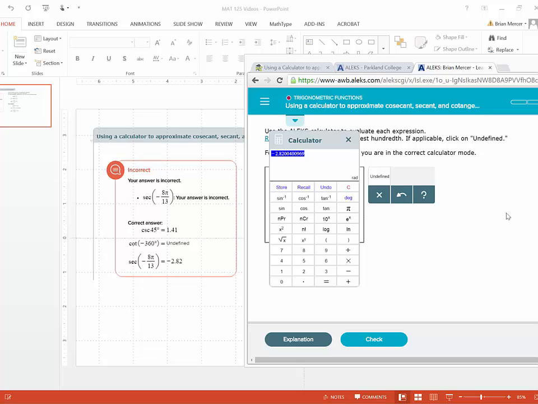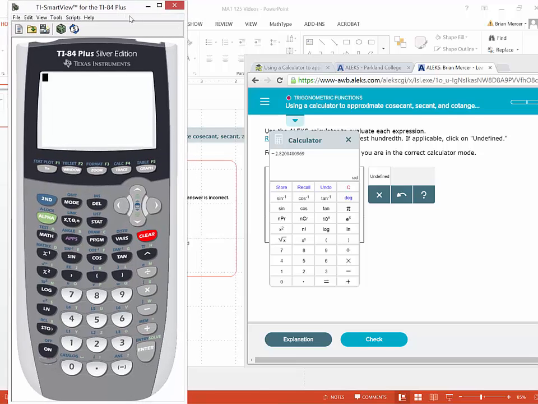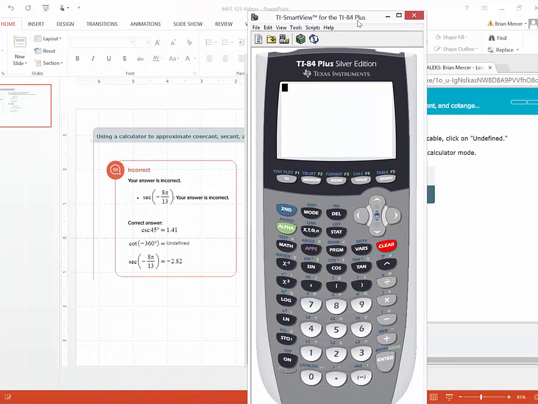Now I'll quickly do those same three on the graphing calculator. Quite honestly, I want you to learn both. I want you to understand how to use the Alex calculator when it's there, but I also want you to learn how to use your graphing calculator. So I'll bring it up and I'll cover this up and I'll do the same three questions.